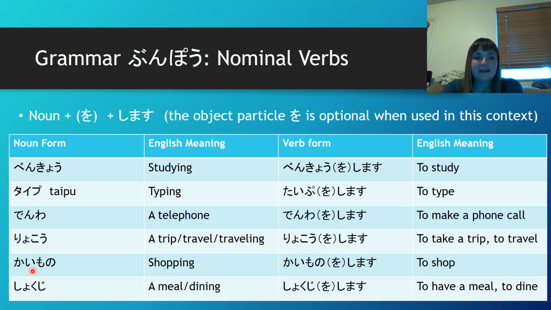Okay, our next one is 買い物. 買い物 means shopping. We combine it with shimasu, it becomes to shop. Okay, and then our last one, shokuji. Shokuji is our word for a meal or dining. And shokuji shimasu means to have a meal or to dine, right? To go out and have a meal. So shokuji shimasu. Awesome. So make sure you have those written down, especially the ones that you've never seen before.